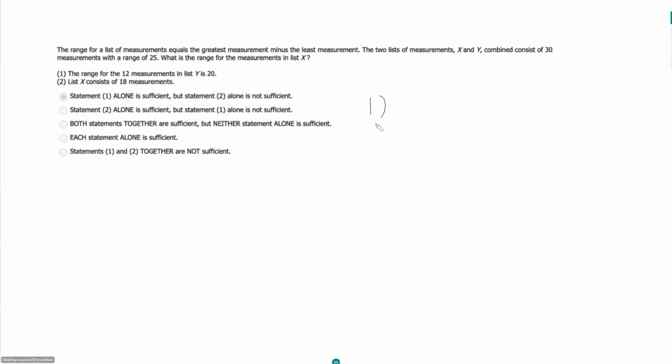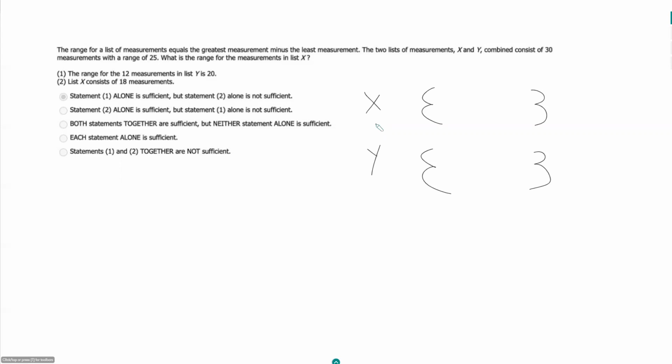Okay, so we got two sets of numbers here. So we got list X and we got list Y. And all we know is that between them, the highest number between them minus the lowest number between them is 25.